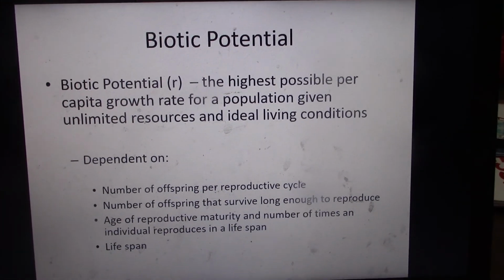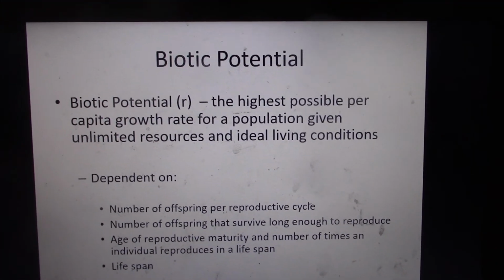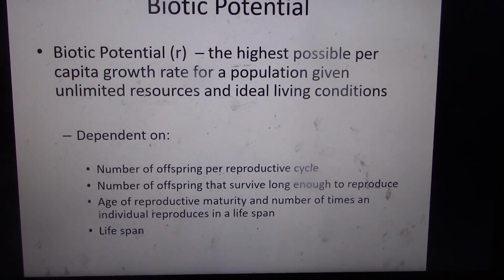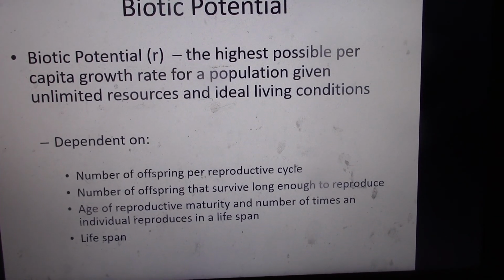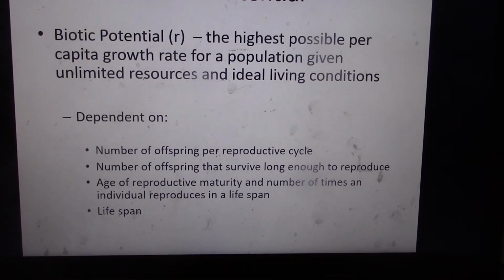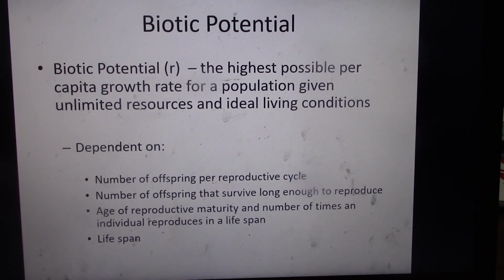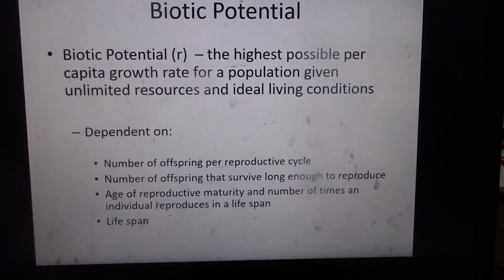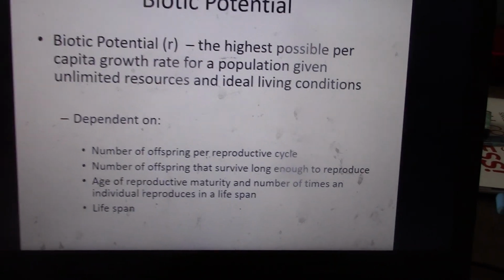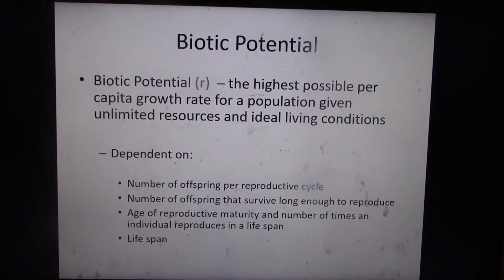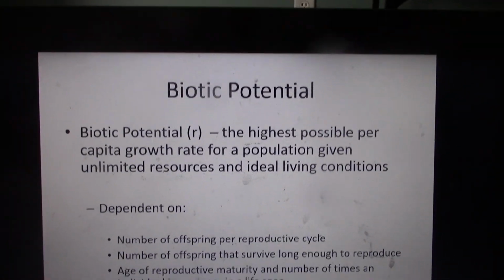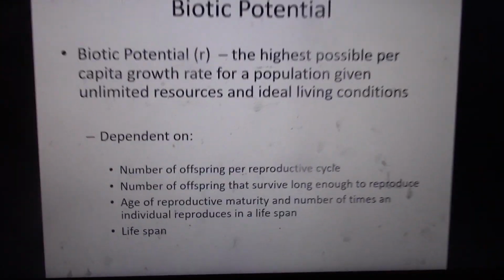So biotic potential, when you look at any population, is used with the value r, the highest possible per capita growth rate for a population given unlimited resources and ideal living conditions. So one thing you need to understand is every organism tries to reproduce at its biotic potential, but the environment limits that, and those are called limiting factors.